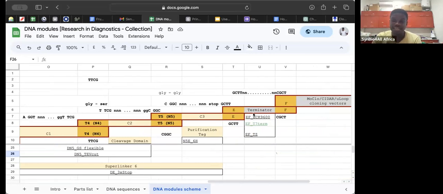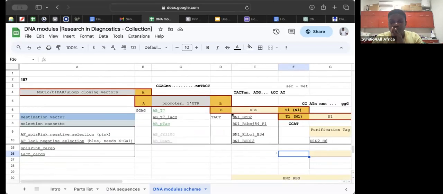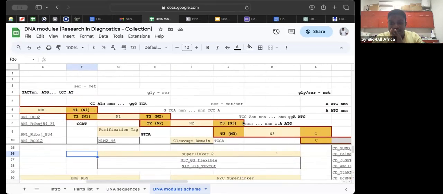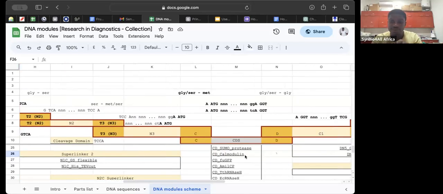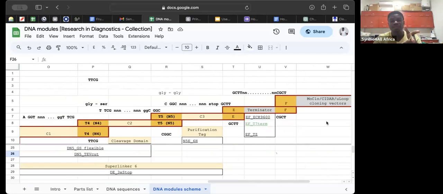So let's say in your design, all you needed was a promoter, RBS, coding sequence, terminator. Then you're going to pick one promoter here, one RBS, superlinker 2, because it allows you to escape from the end of your RBS to the front of your coding sequence. You're going to pick a coding sequence, and then you're going to pick superlinker 3. That allows you to skip what is in the middle, and then you pick a terminator. And then you use your vector backbone.